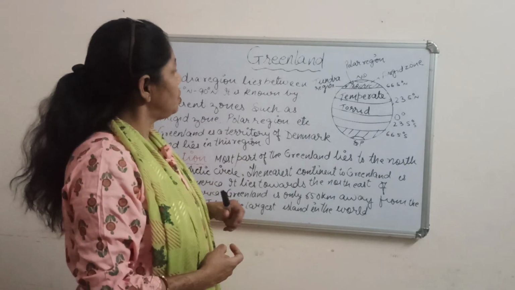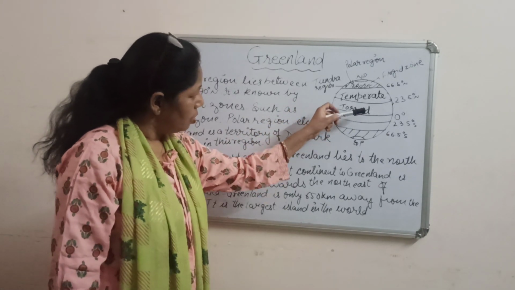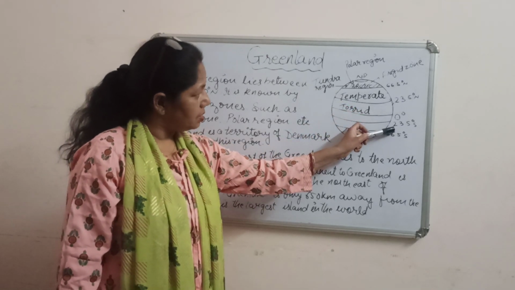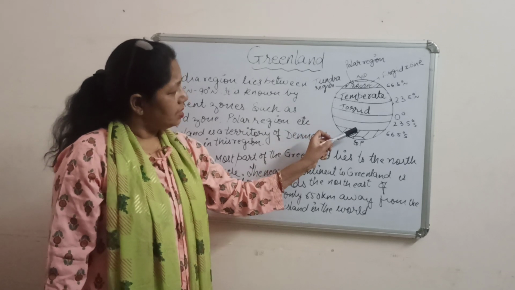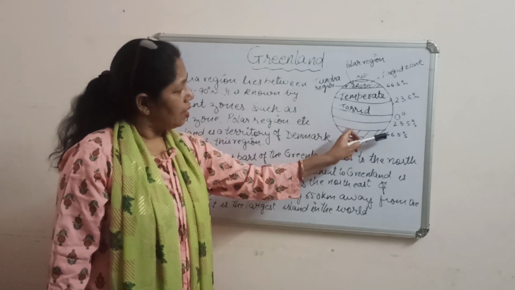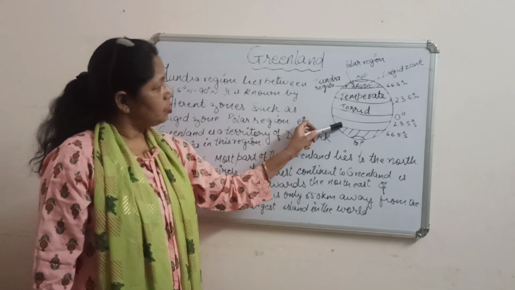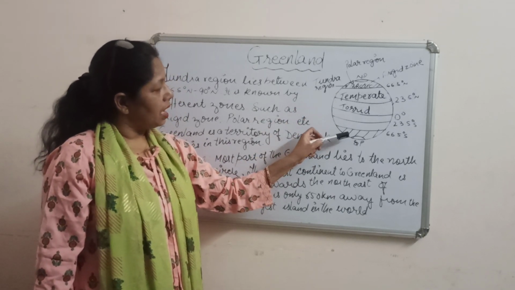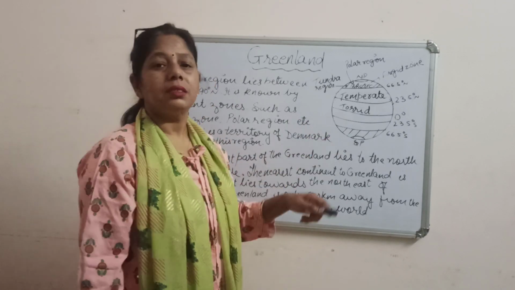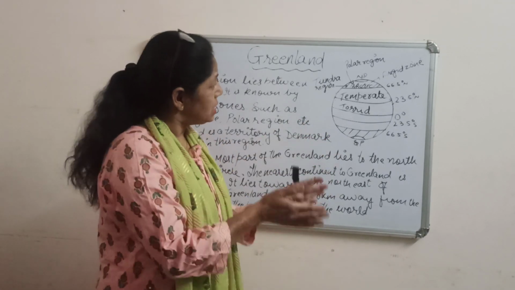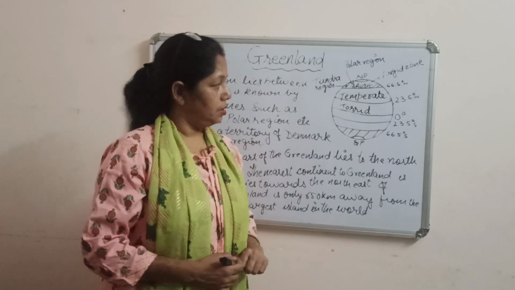Similarly here also, 0 to 23.5 degrees south is the torrid zone, and 23.5 degree to 66.5 degree we have the temperate zone, and finally we have the frigid zone or the Antarctic Circle in the southern hemisphere. So this is about the division of the zones on the Earth.